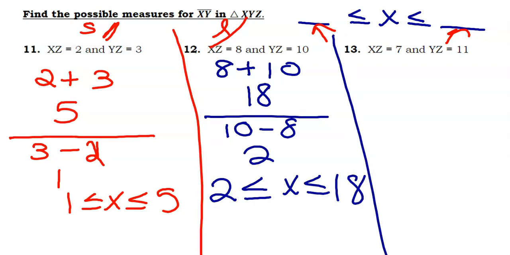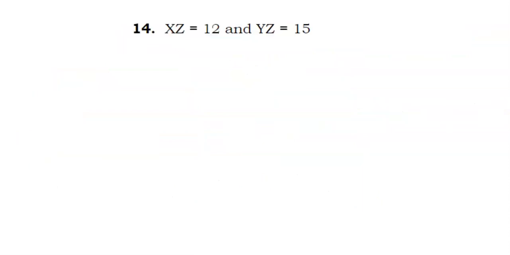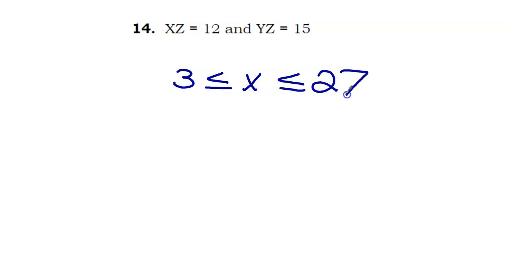All right, try the last one. All right, the last one would be 4 to 18. All right, so again, subtracting them, you get 3. Adding them, you get 27.